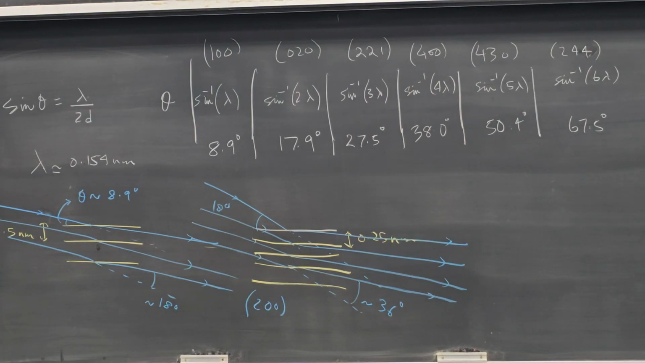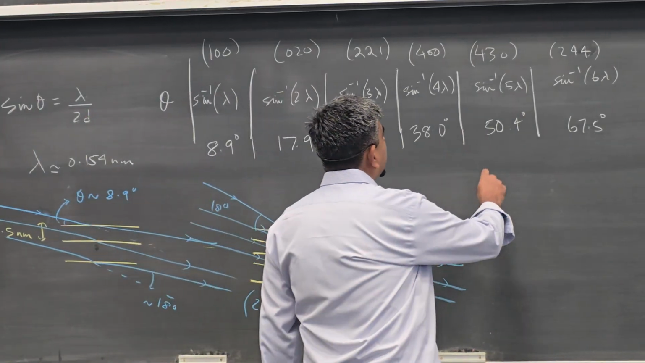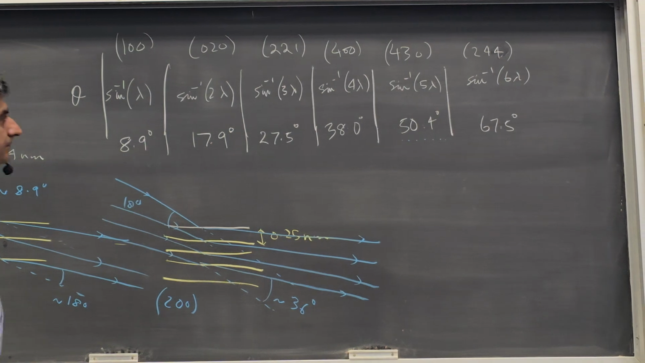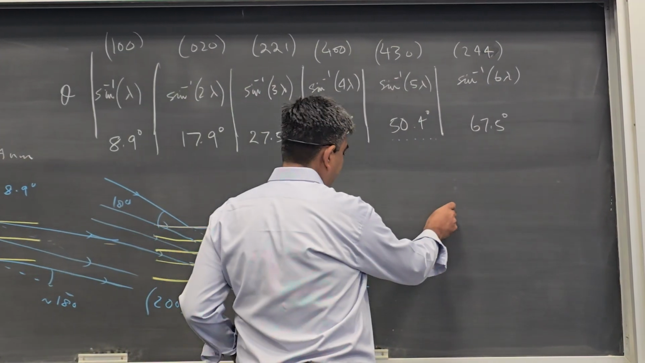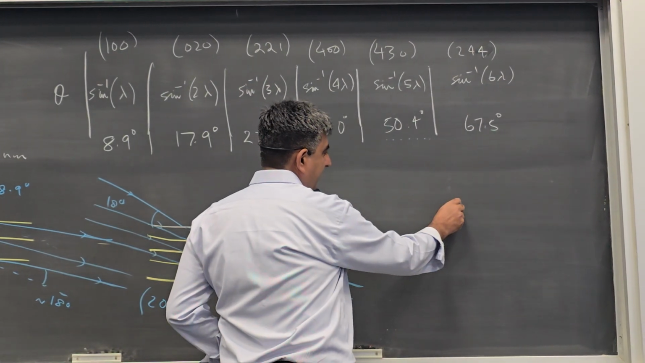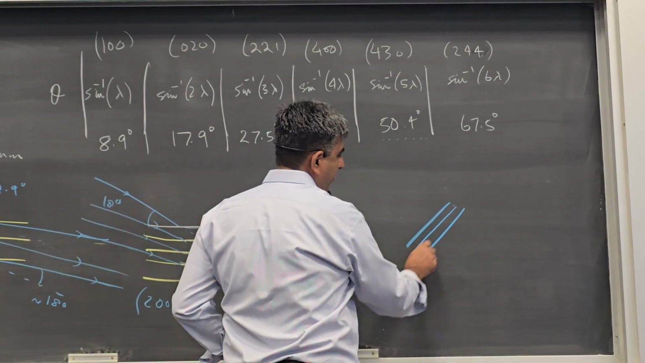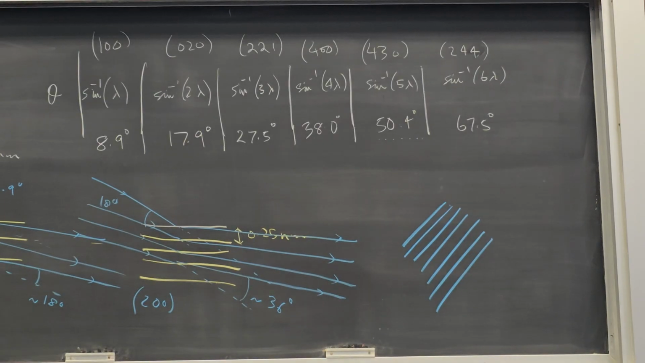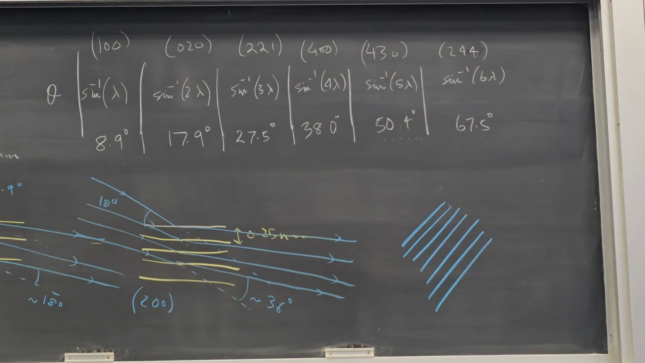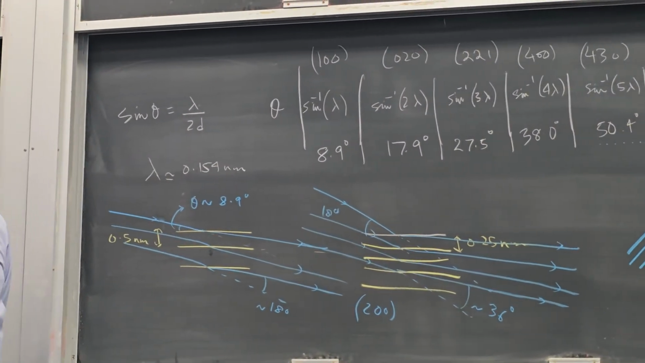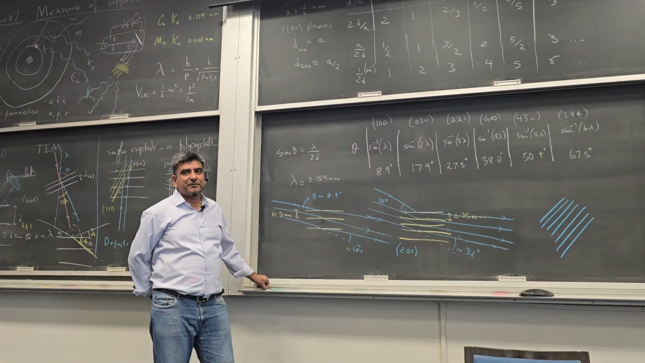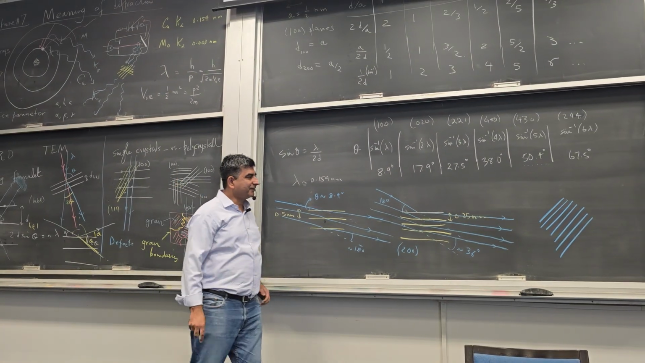Let's look at one more example. Let's look at 430. So the 430 planes will look something like this. Okay, these are the 430 planes. Now the angle is 50.4 degrees. The reflection angle is 50.4 degrees. Scattering will happen only when this condition is satisfied.